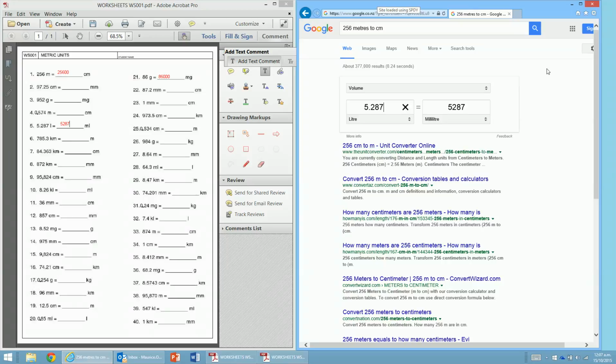And also had a little bit of a look at the PDF functionality there. You don't have to use PDF. You can fill the worksheets in by hand and scan them and then email them in to me for feedback. So, all good.